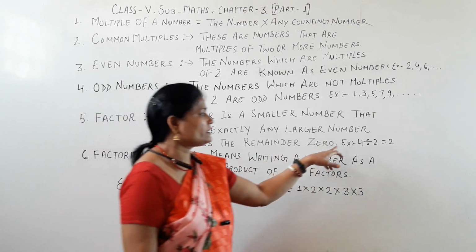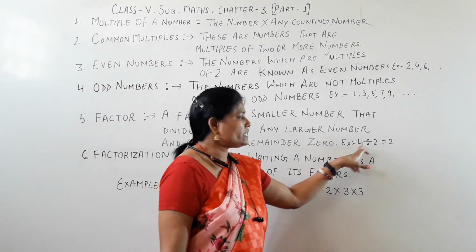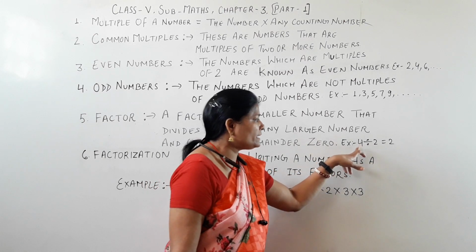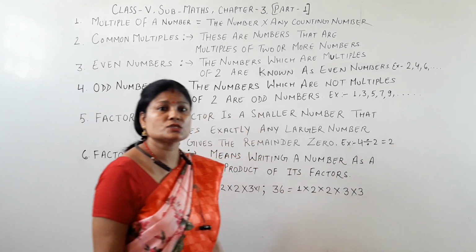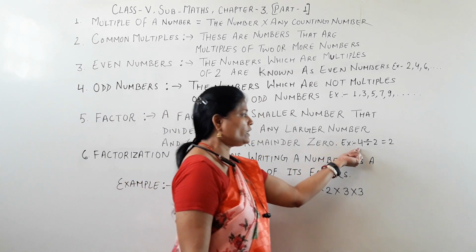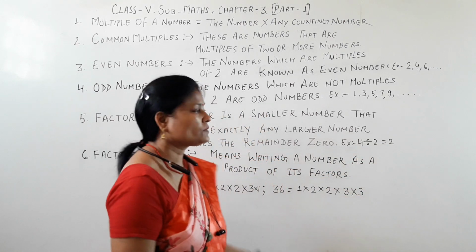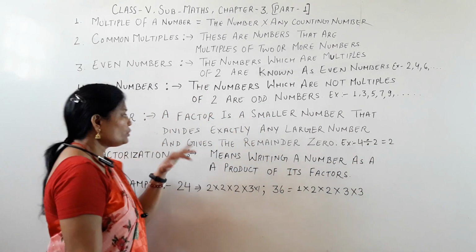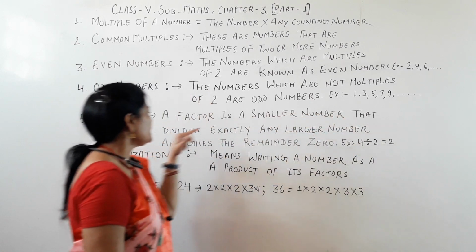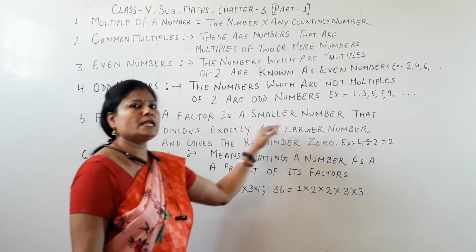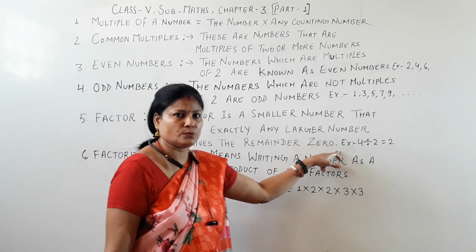Like that I have taken one example, 4. 4 is my dividend and 2 is my divisor. If I divide 4 by 2, the quotient is 2, which means there is no remainder because 4 is fully divided by 2. So this number is a factor of the given number. Understood? What do you mean by factor? A factor is a smaller number that divides exactly any larger number and gives the remainder 0.